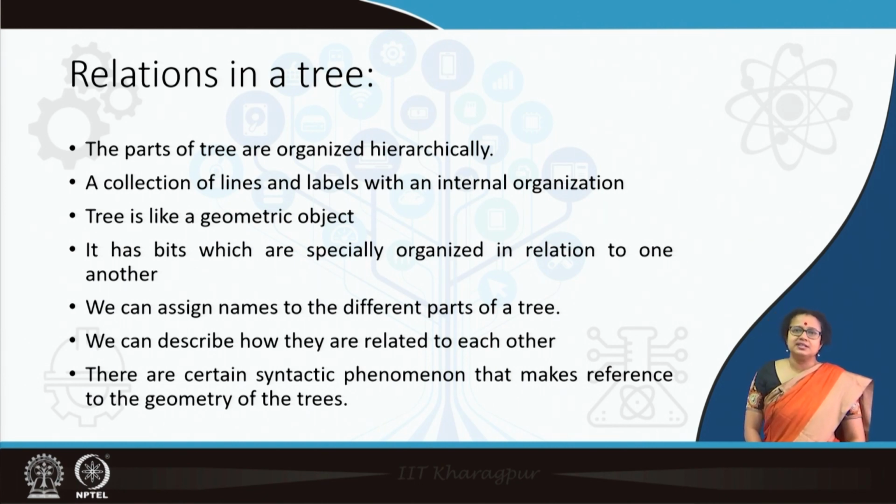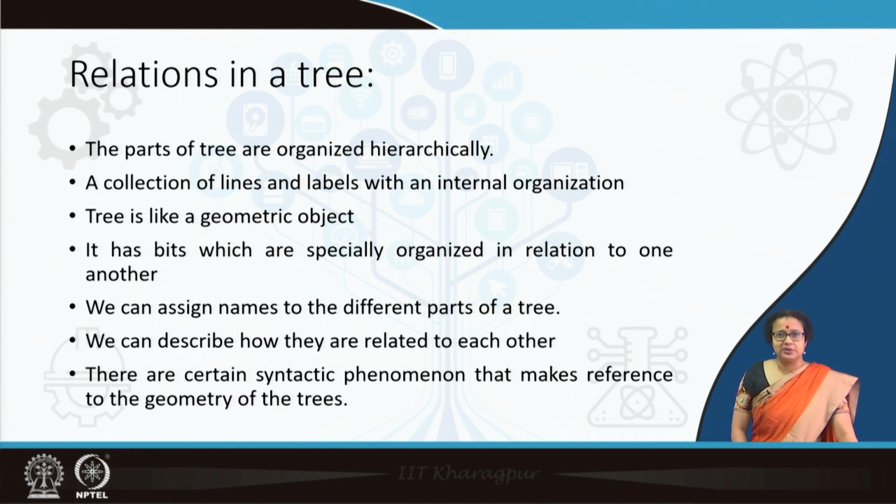So, you can consider the tree as a geometric object. Why are we saying a geometric object? Because it has some bits which are spatially organized in relation to one another. Okay. So, we can assign names to different parts of a tree, and we can describe how they are related to each other. And there are certain syntactic phenomena that make reference to the geometry of the tree.